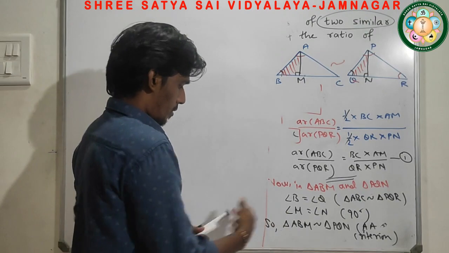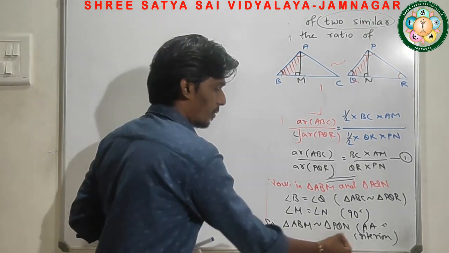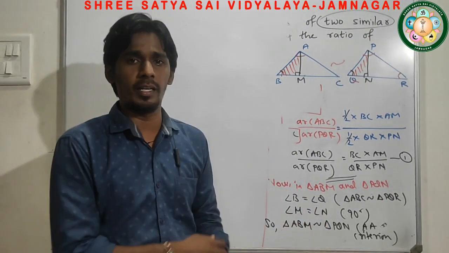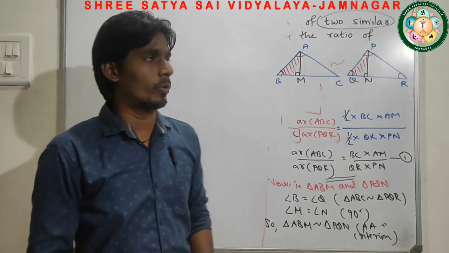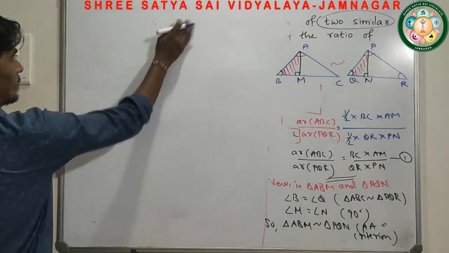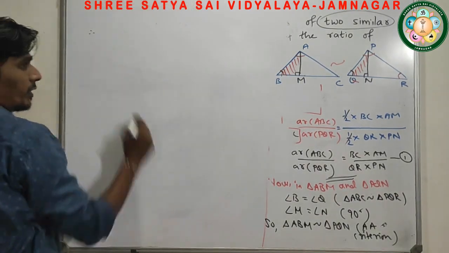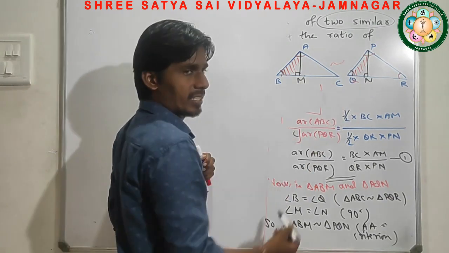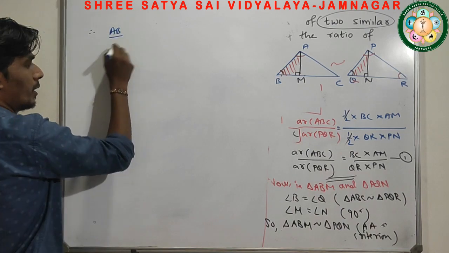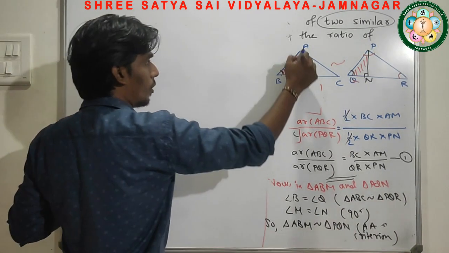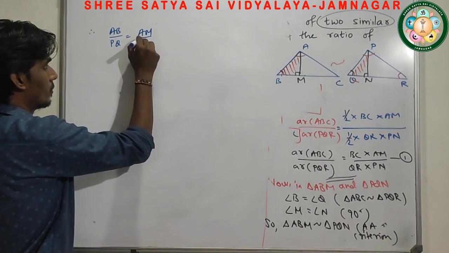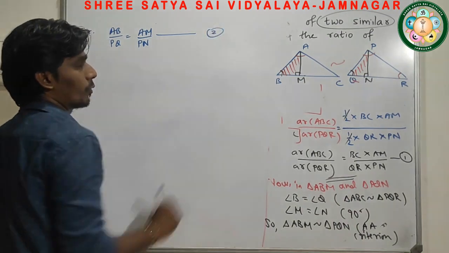So just now what we proved, ABM is similar to PQN. So from this I can say that if two triangles are similar, the ratio of the corresponding sides are equal for these two triangles. Therefore, if these two smaller triangles are similar, I can say that AB upon PQ is equal to AM upon PN. Say this is equation 2.